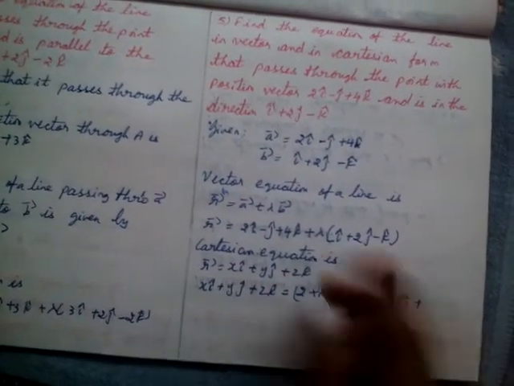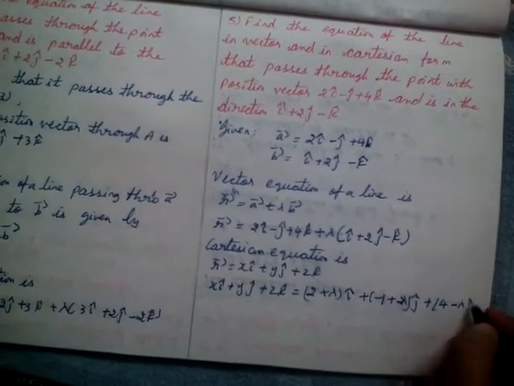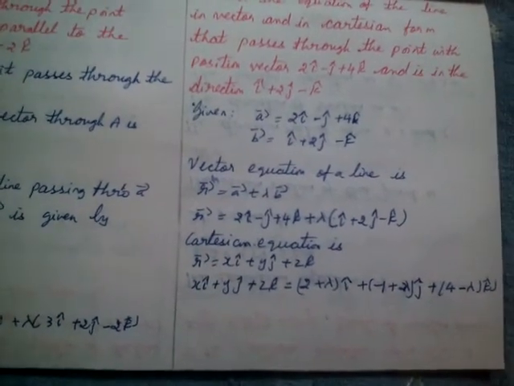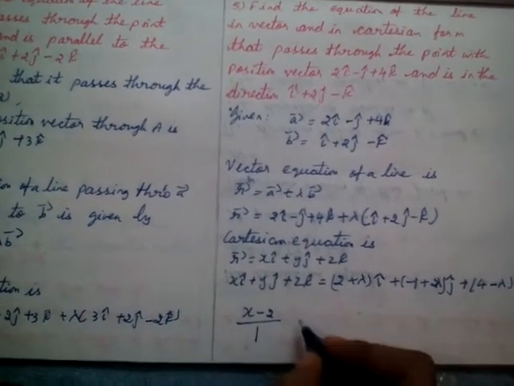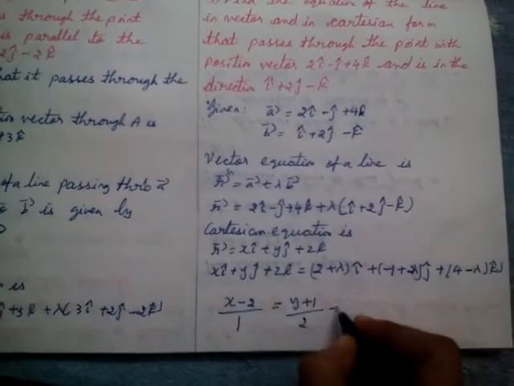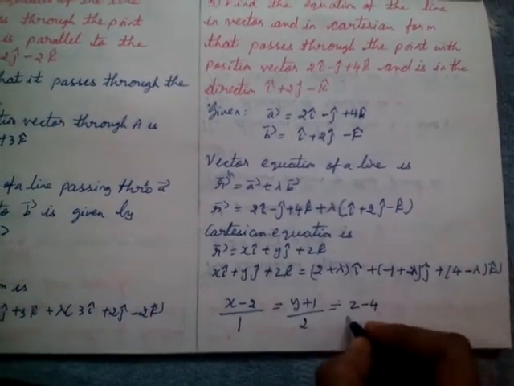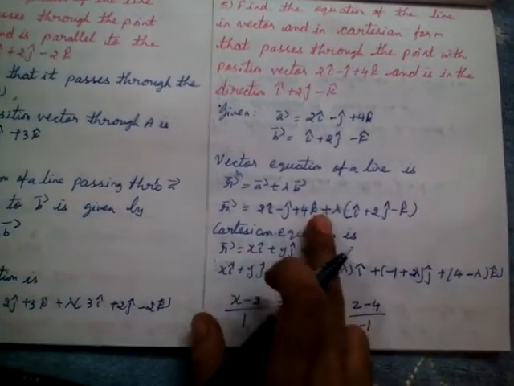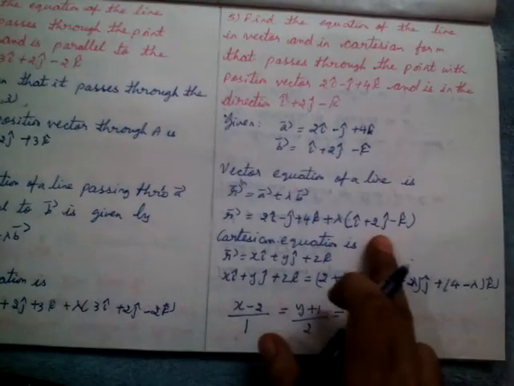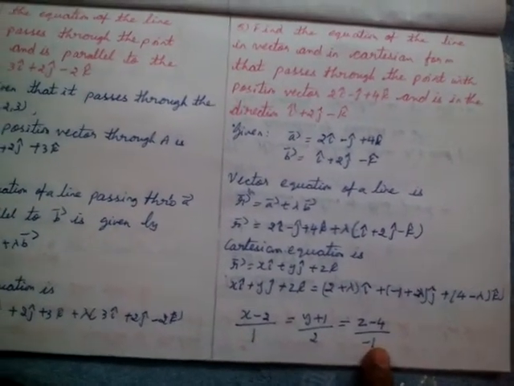Then here you have plus 4 minus lambda into k cap. So just compare the coefficients of i, j and k. From this, how will you write the Cartesian equation? The Cartesian equation is (x minus 2) divided by 1, which is equal to (y plus 1) divided by 2, which is equal to (z minus 4) divided by minus 1. So the point it passes through is 2, minus 1 and 4, and the direction ratios are 1, 2 and minus 1. This is the Cartesian equation of the line. So this is the vector form and this is the Cartesian form.